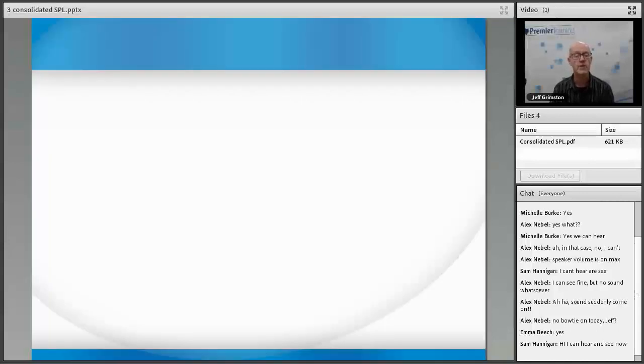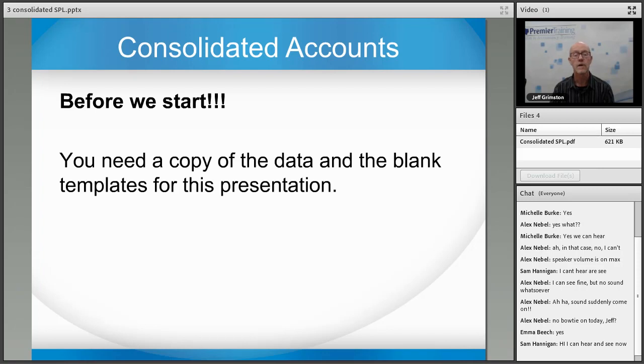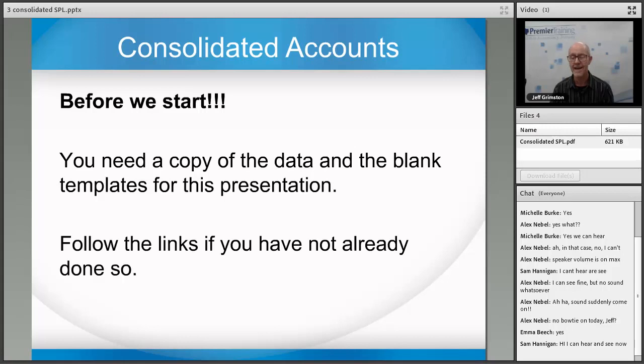And as I've just mentioned, you should have a copy of the data and the blank templates. If anybody hasn't, to the right of where the mouse is now, there is a link to Consolidated Statement of Profit and Loss. That is the data for the question if you haven't already got it. Assuming we have, then we'll proceed.